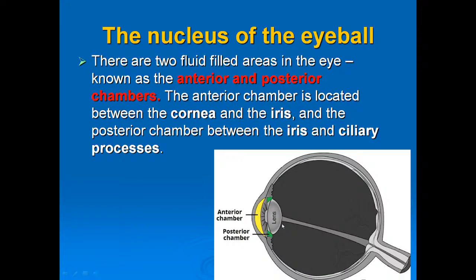Next, structures of the nucleus, chambers. There are two fluid-filled areas in the eye known as the anterior and posterior chambers. The anterior chamber is located between the cornea and the iris. This is anterior chamber. And the posterior chamber is located between the iris and ciliary processes.